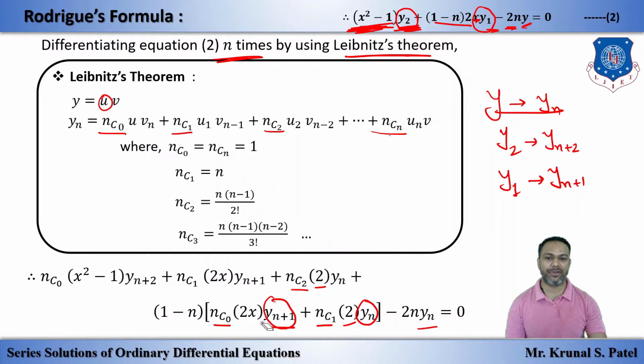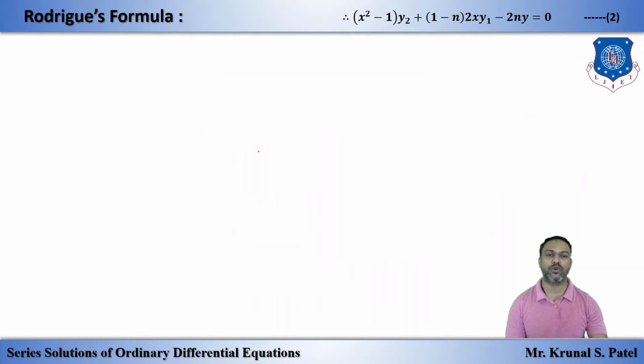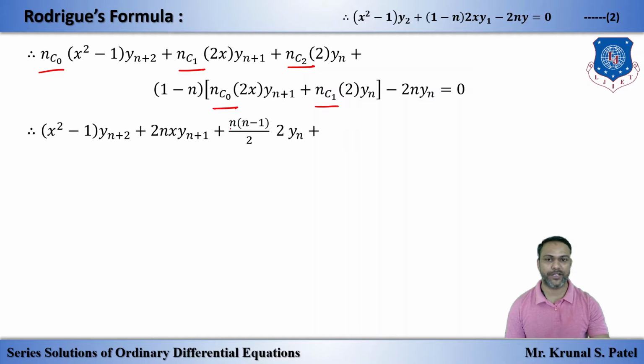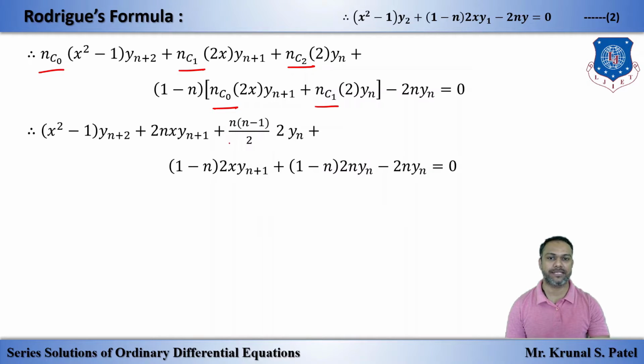Now for simplifying this, we need to write this equation again. So I'm just writing down this equation again. Now we'll simplify this. What is the value of nC0? 1. What is the value of nC1? n. What is the value of nC2? n(n minus 1) by 2 factorial, and we'll put that here also. So we have these values nC0, nC1, nC2.